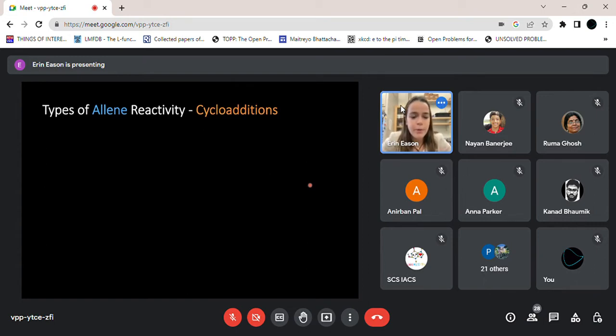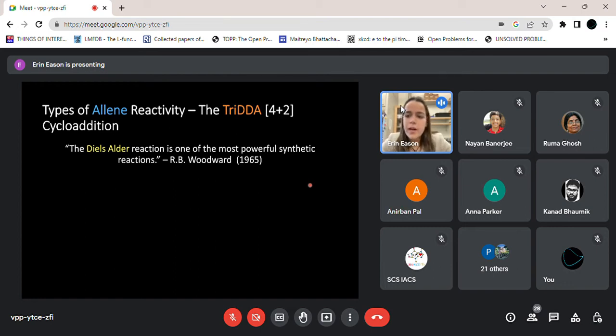Okay, so that was a quick run through of two of the types of allene reactivity. But now I really want to focus in on what I think is very fascinating, the cycloadditions of allenes, and more specifically, the tri-DDA 4+2 cycloaddition, which I have worked with pretty extensively this summer and even in the weeks in this past semester, just virtually through Zoom meetings. Before I talk about what the tri-DDA reaction is, it's the tri-dehydro Diels-Alder reaction. So I think it's important to note why Diels-Alder reactivity is important, what Diels-Alder reactivity is, and then we can get into the nuts and bolts of how this tri-DDA reaction is different and more powerful.